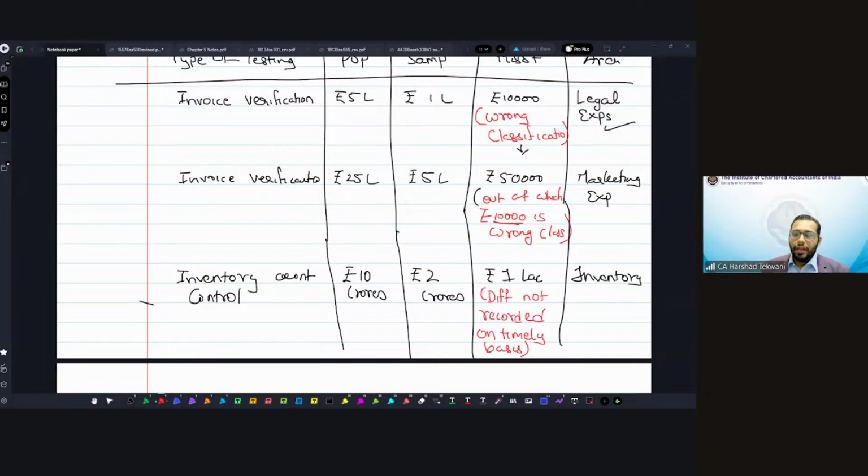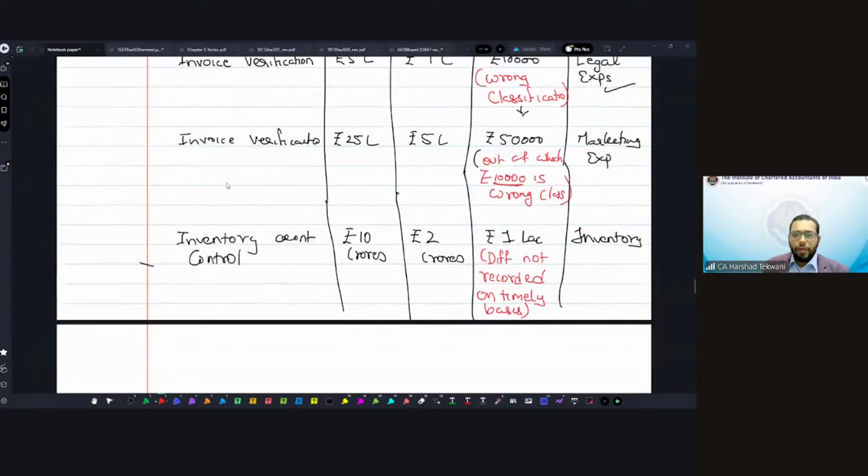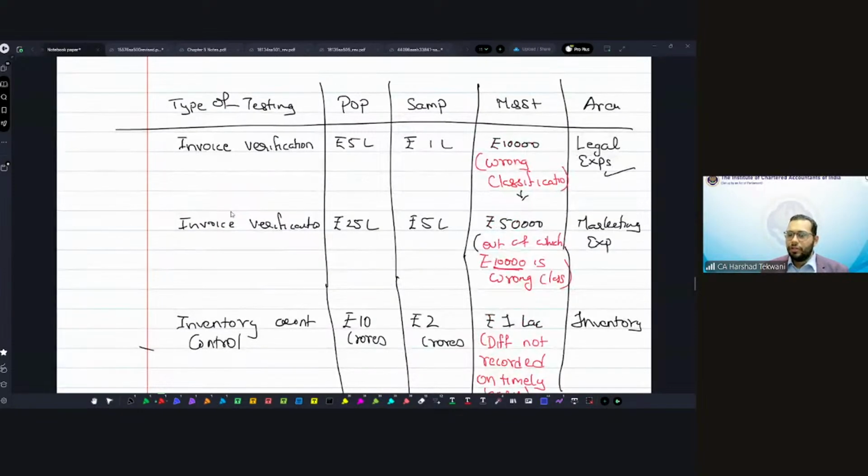Now, when I talk about invoice verification, I have a wrong classification. If I project this 10,000 here also, and in here also, it is the wrong projection, because I am taking a single misstatement and projecting it at both places. That is incorrect.